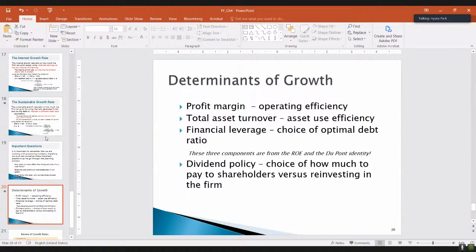And growth rate has a huge implication on stock valuation. So the company's goal should be increasing the value of the company's stock for shareholders, because managers are agents of principals. So principals are stockholders, and growth is a very important component for stock valuation. And there are two different types of growth rates: internal growth rate and sustainable growth rate. You're going to learn how to calculate those.